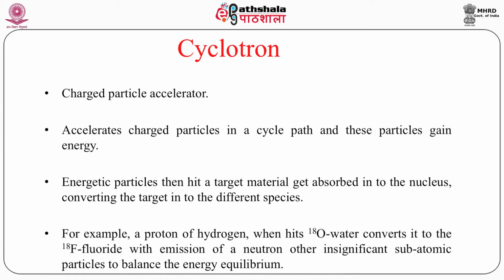And definitely, whenever any reaction takes place, what exactly happens? This reaction has to be balanced. When the neutron gets emitted, some energy also comes out. This is how the particular reaction is balanced, which takes place whenever a proton hits our target like O18 for production of F18.